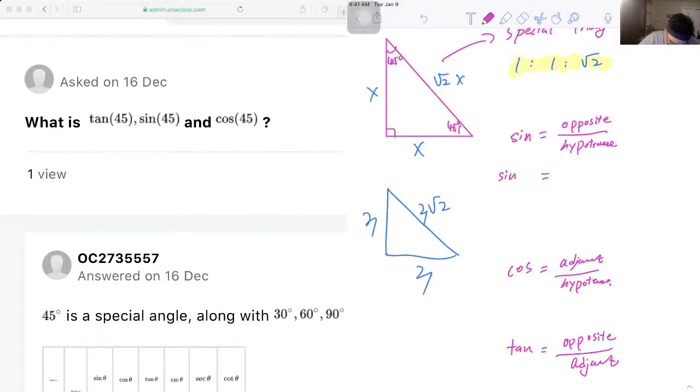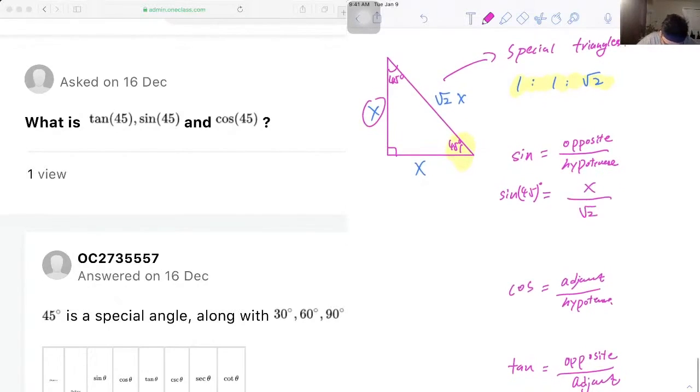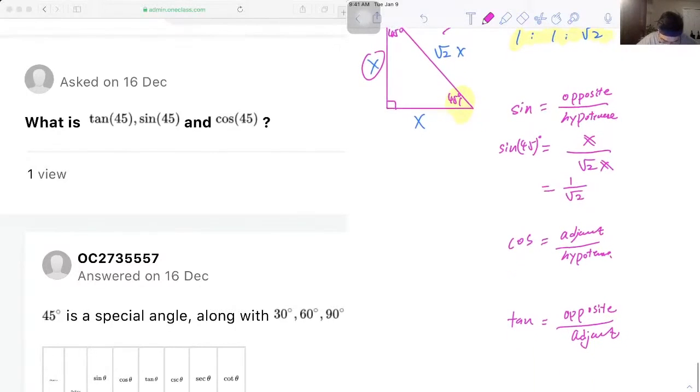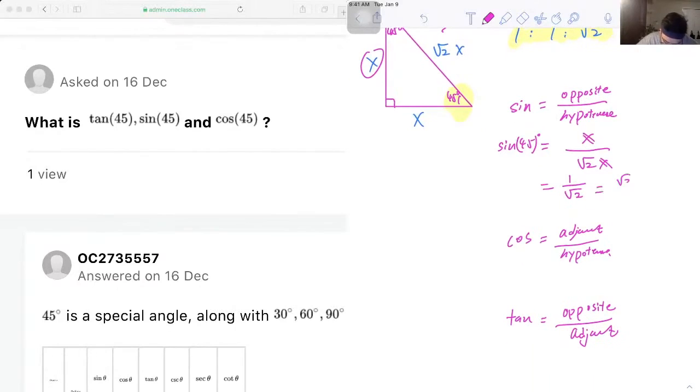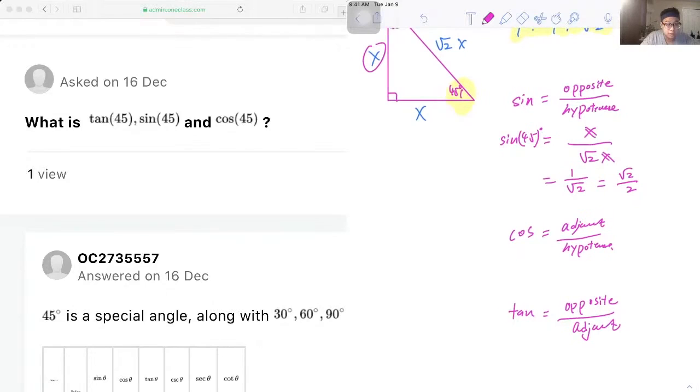So for sine 45, let's get rid of this graph. Let's focus on this angle. So the opposite will be x, which is right here, over hypotenuse, which is root 2x, and the x cancels out, so we have 1 over root 2, which can also be written as root 2 over 2, since we just need to multiply by root 2 for both denominator and numerator, and that doesn't affect the value of our original fraction. So we have root 2 over 2 as our sine 45 degrees.